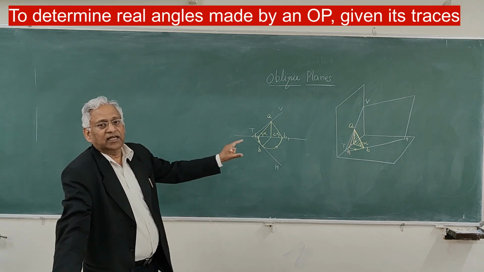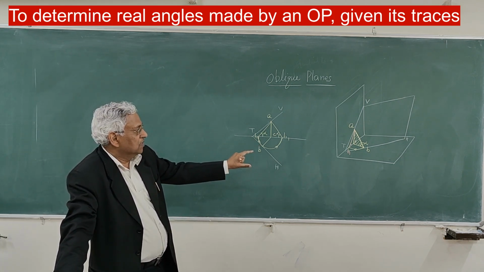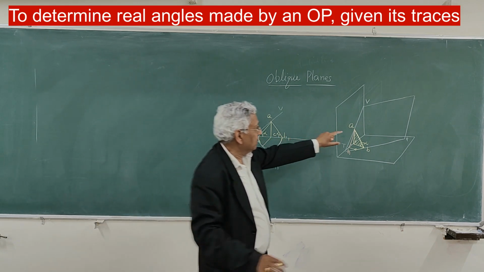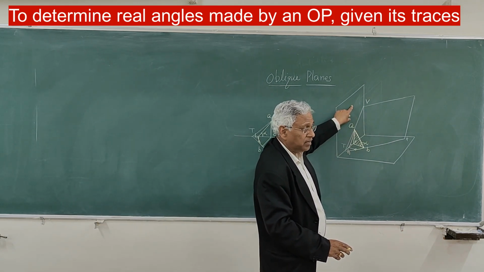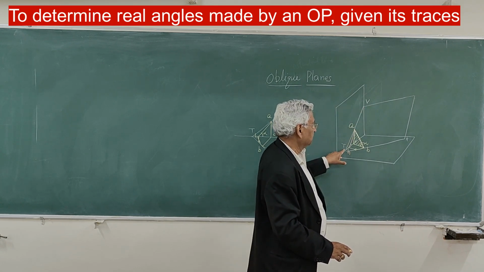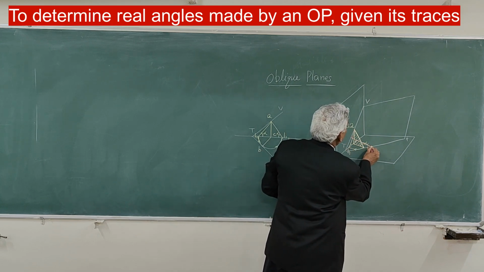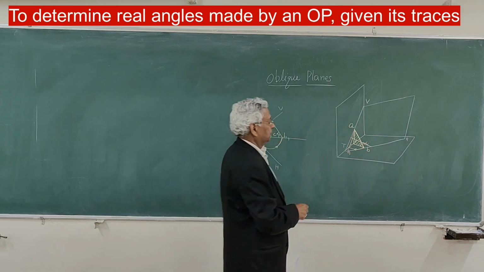That is how you find the angle between an oblique plane and the horizontal plane, angle alpha. Similarly, if you want to find the angle between this oblique plane and the vertical plane, then this is plane number 1, plane number 2, and then the intersecting line. In that case, you take a line which is perpendicular to the vertical trace.